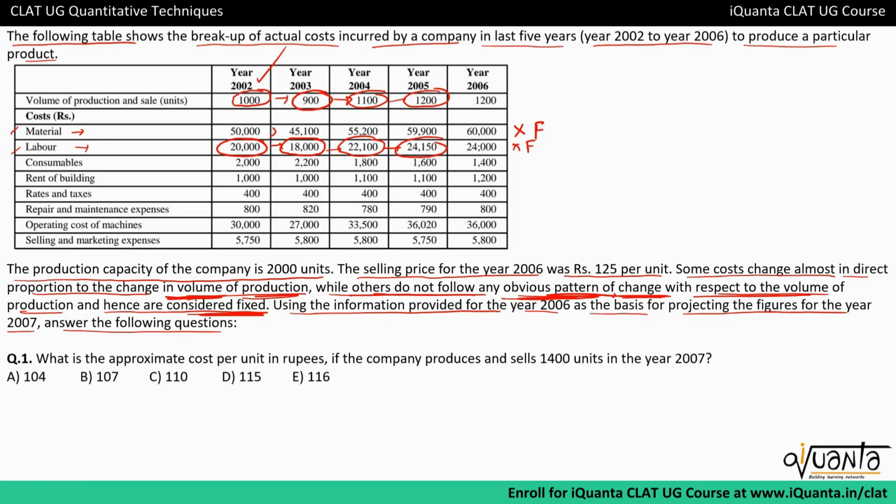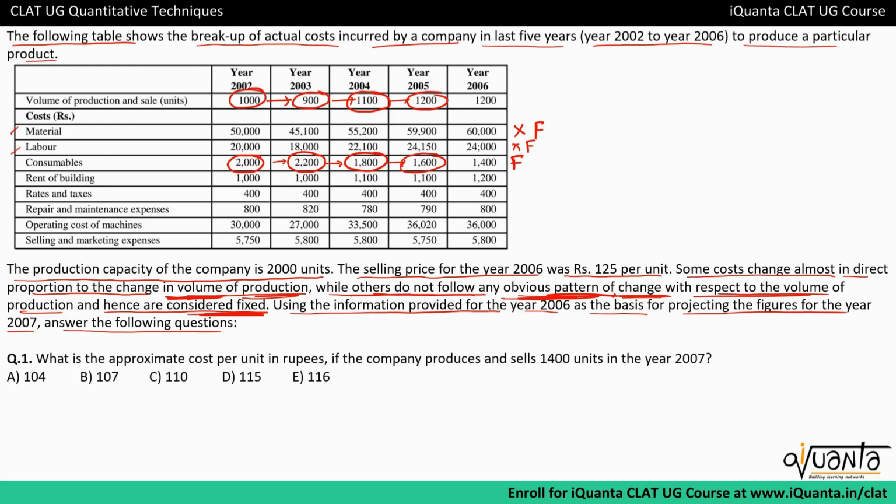But when we come to consumables, we can see that in year 2002 the number of units was 1000 and the cost was 2000. In year 2003 the number of units has decreased from 1000 to 900, while the cost has increased from 2000 to 2200. Again in year 2004 the number of units has increased, so the cost should increase, while the cost has decreased from 2200 to 1800. Then again in year 2005 the number of units increases while the cost decreases. So sometimes the cost is decreasing, sometimes it is increasing. There is no particular pattern between the number of units produced and the cost. Hence this is a fixed cost.